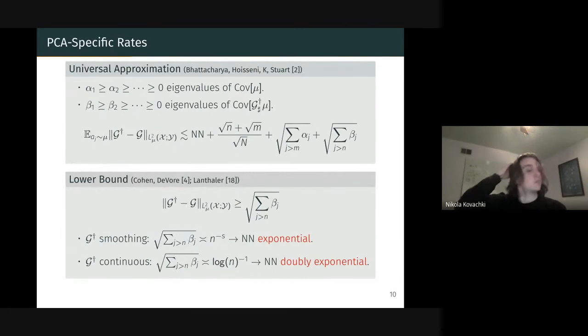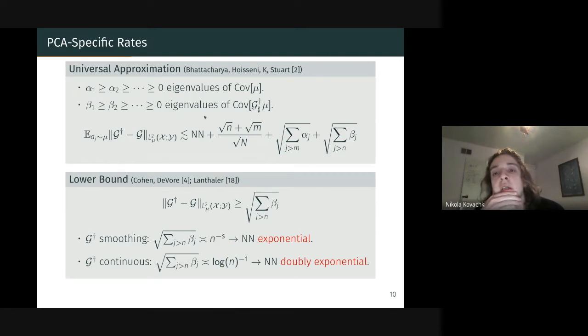Just notationally here, I'm gonna say that the sequence of alphas are going to be the eigenvalues of the covariance of mu. The sequence of betas are going to be the eigenvalues of the covariance of G dagger pushing forward mu. Previously, we had this universal approximation theorem, which said that on average, the difference between G dagger and G can be made epsilon small.